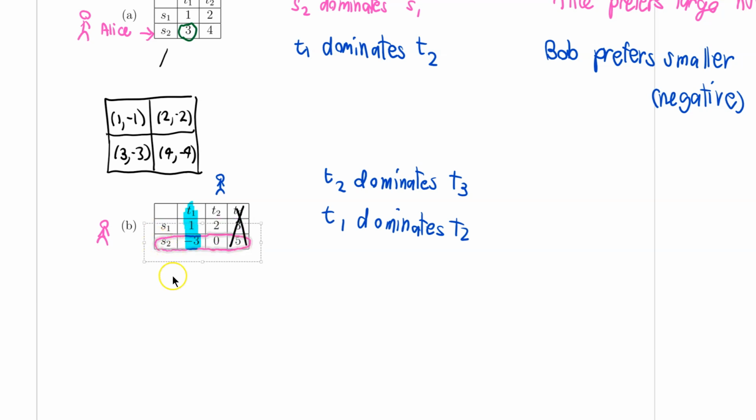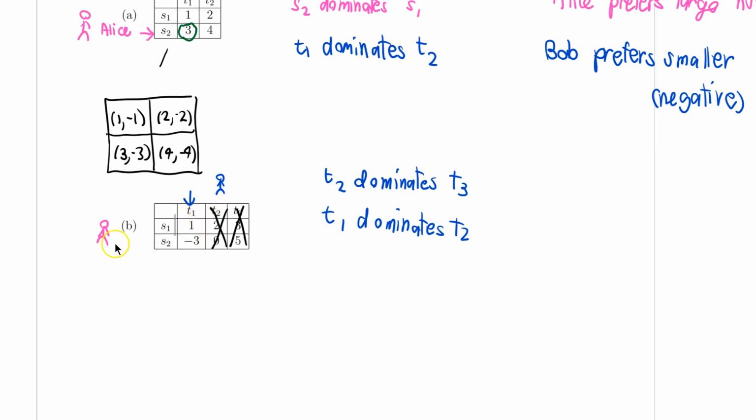So for Bob, we can reason that no matter what Alice does, playing T1 is better than T2, and T2 is better than T3. So we can eliminate these two options here. And then I can say that for Bob, the best thing he can do is to choose T1.